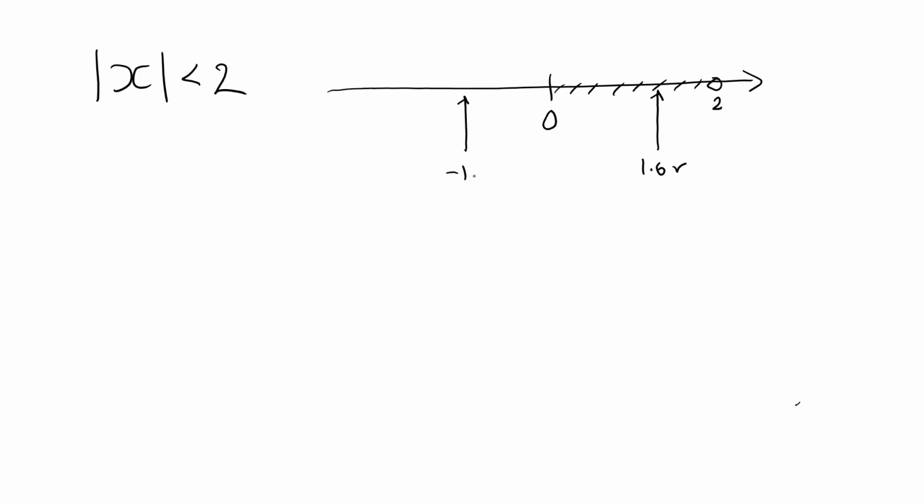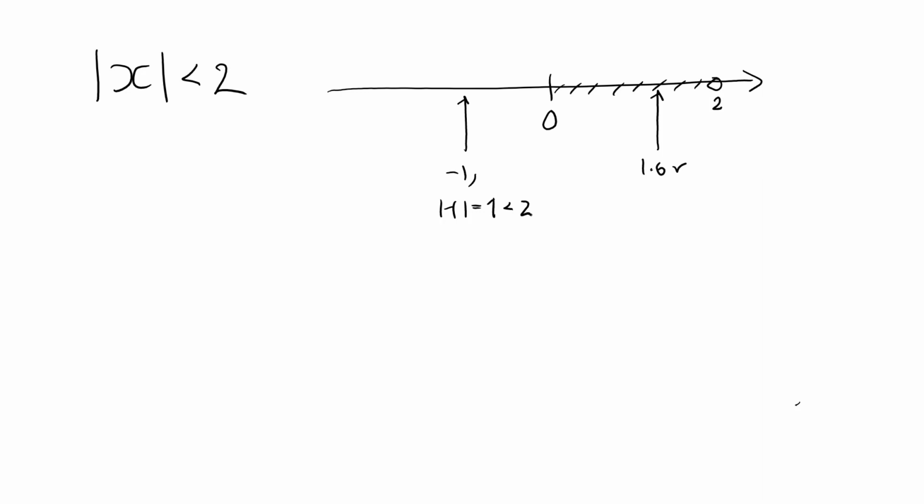Well, any real number between 0 and 2, not including 2, will satisfy the inequality. For example, the absolute value of 1.6 is 1.6, which is less than 2. The number 2 and any number greater than 2 will not satisfy the inequality. However, the number minus 1 will also satisfy the inequality. The absolute value of minus 1 is 1, and 1 is indeed less than 2.